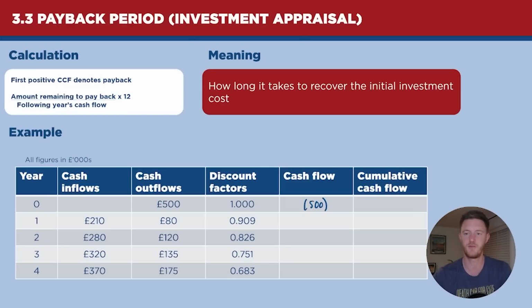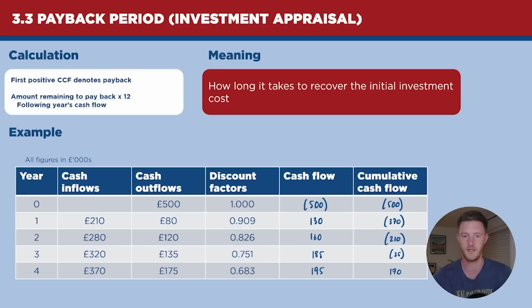So cash flow is negative 500 in year 0. That's obviously our money that we're spending now. Year 1, we have positive 130. Year 2, 160. Year 3, 185. And year 4, 195. So our cumulative cash flow, if we do like a running total of this, is going to be negative 500. And then add the cash flow, so negative 370, then add the 160 to get negative 210, then add the 185, so negative 25, and obviously in between year 3 and year 4, we do reach payback.